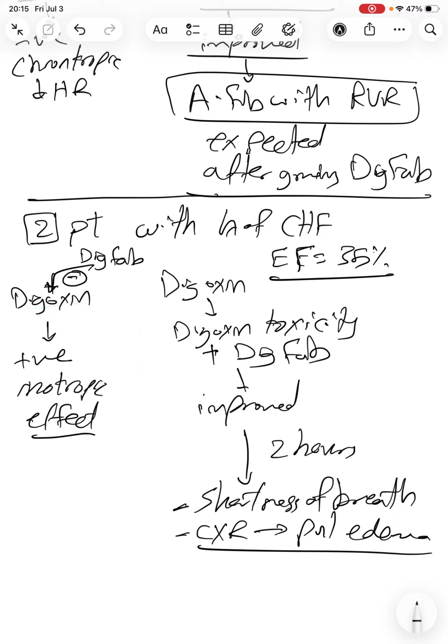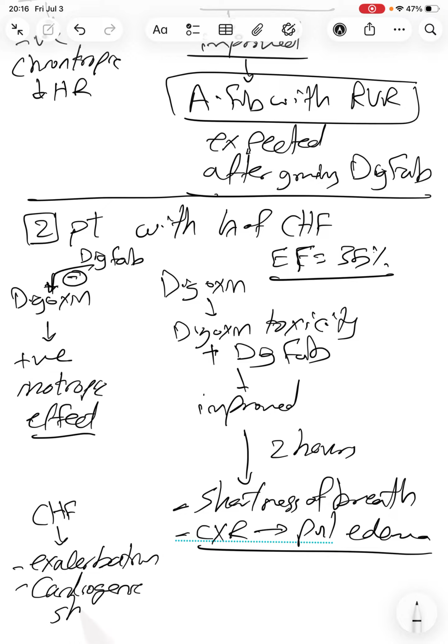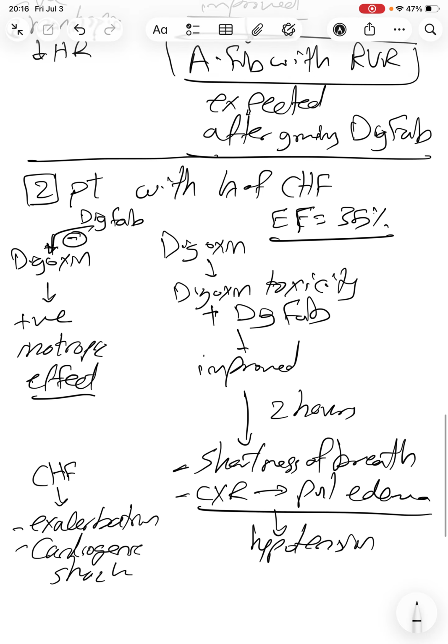And when you give a lot of Dig Fab at the same time, there will be a sudden drop in the effect of the digoxin, and this will cause a negative inotropic effect. If the patient already has CHF, the patient may have CHF exacerbation and may develop cardiogenic shock and hypotension. So in this situation, you should stop giving Dig Fab. You should support the patient, give Lasix for the pulmonary edema. You can also give inotropic medications to support the hypotension and the cardiogenic shock.